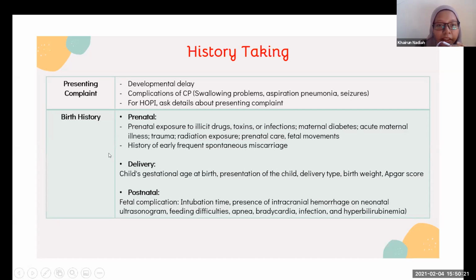frequent spontaneous miscarriage. For the delivery, we should ask about the child's gestational age at birth, presentation of the child, delivery type, birth weight, and also the APGAR score. APGAR score is the score that is done after the newborn is born. And postnatal, we ask about the fetal complication, about intubation time, presence of intracranial hemorrhage, feeding difficulties, and so on.